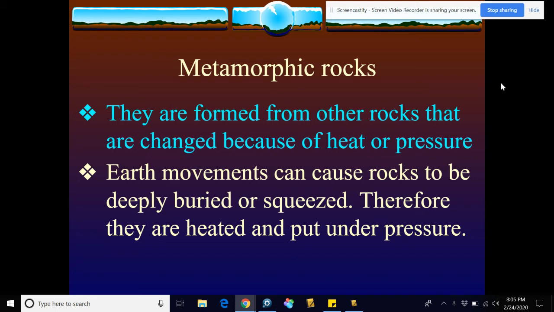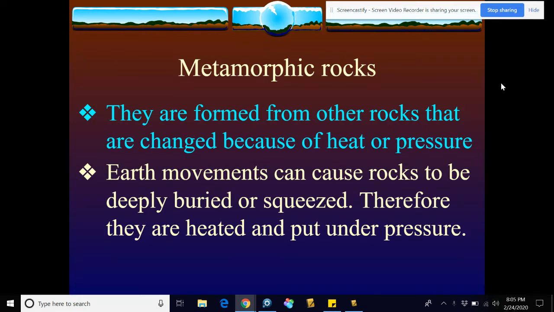Okay, so we left off here with metamorphic rocks. Metamorphic, if you're familiar with the term metamorphosis, that means a change. So they are formed from other rocks that are changed because of heat or pressure. So it kind of makes sense. Building off of those skills, the Earth's movements is what can cause these rocks to be deeply buried or squeezed.